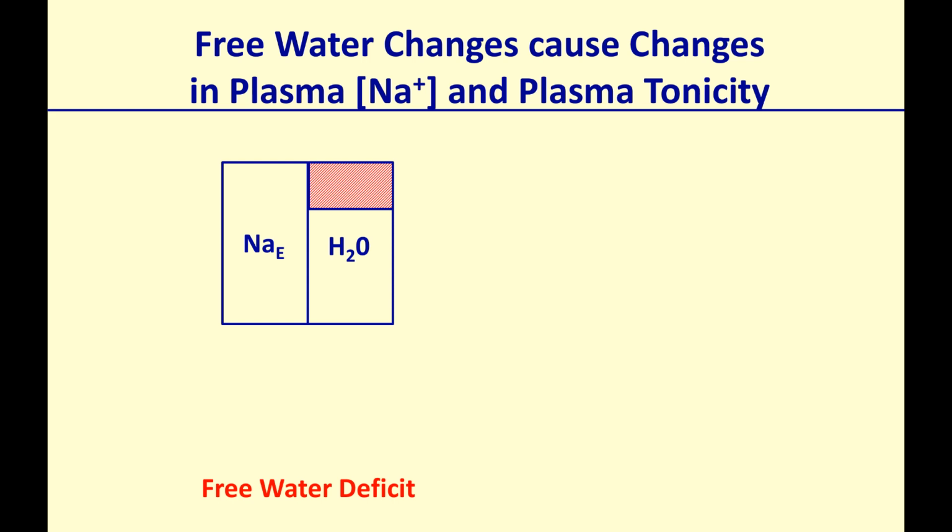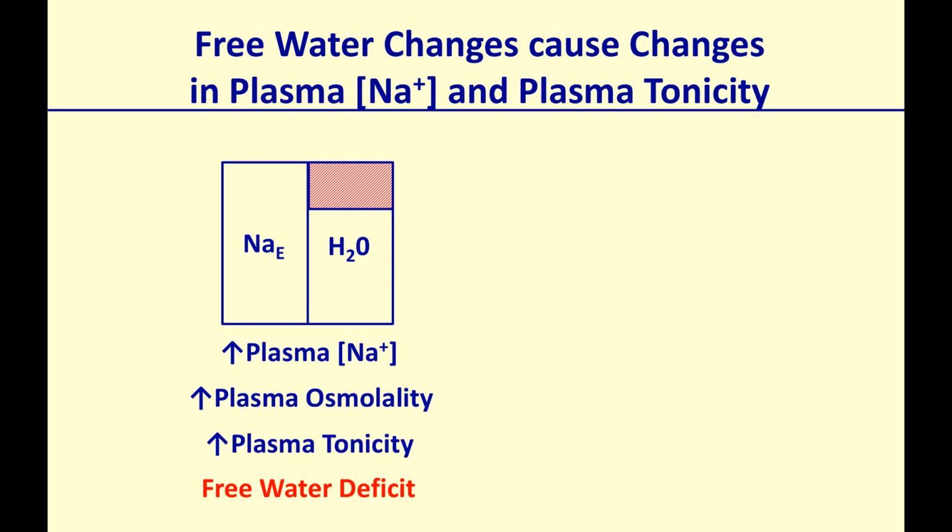deficit. And when there is free water deficit, because you have more sodium than water, the plasma sodium concentration will go up. The plasma osmolality will also go up because sodium is the main osmol in the plasma, and the plasma tonicity will go up.